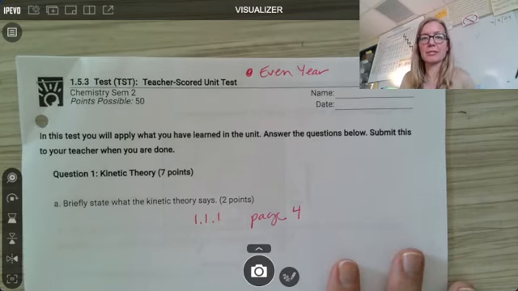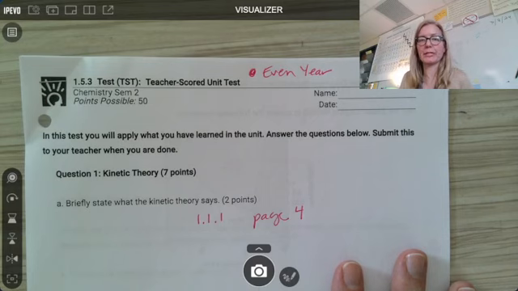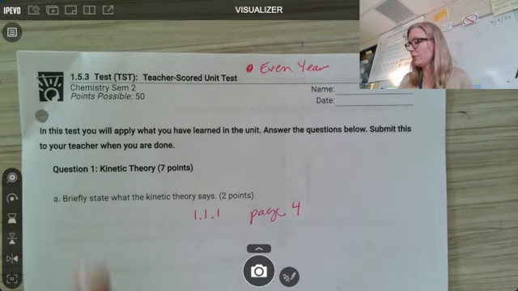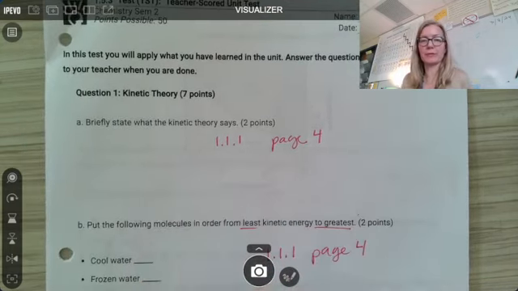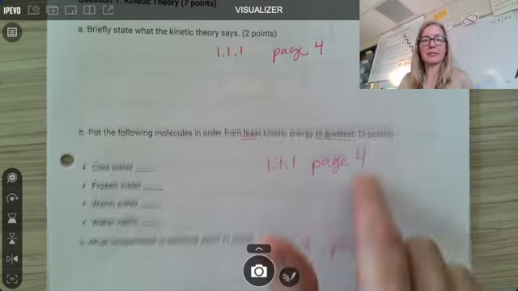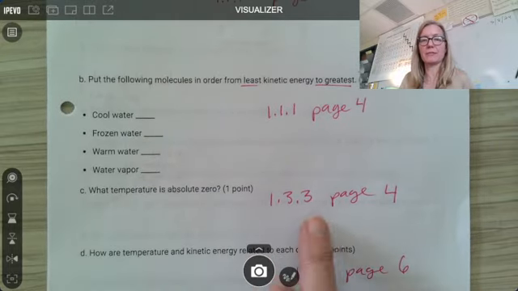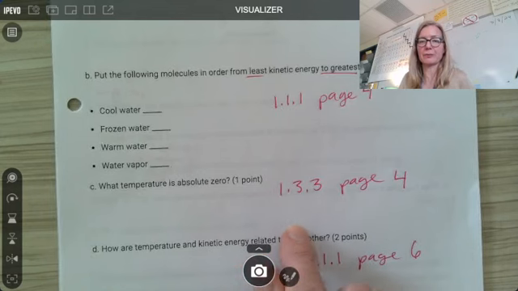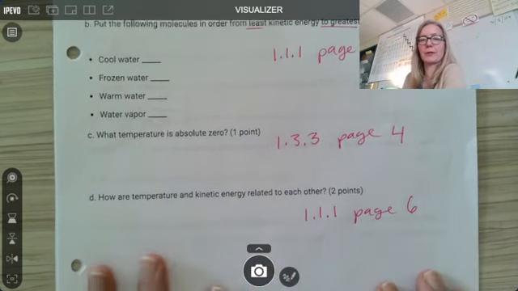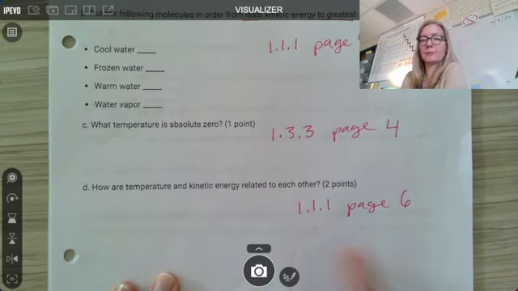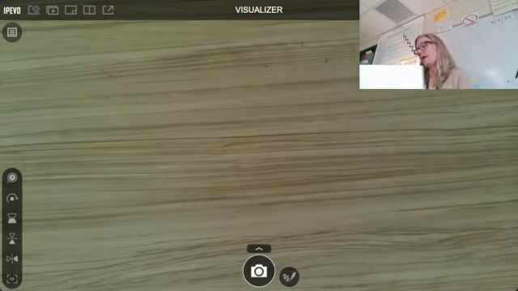I'm going to go over some hints for the 1.5.3 test. So 1A, you can look at 1.1.1 page 4. 1B, all same space. 1C is in a much different area of the textbook. It's in 1.3.3 page 4. And D is 1.1.1 page 6.